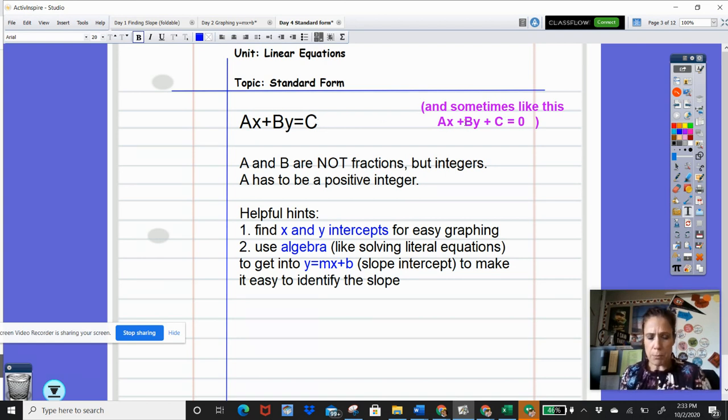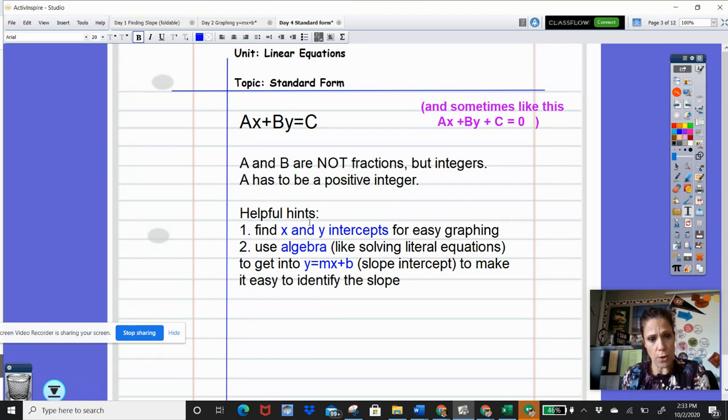Okay, standard form now looks like AX plus BY equals C. And sometimes, like in pre-calc, we have them where the C is on the same side as the A and the B. A and B are not supposed to be fractions. They're supposed to be integers. And the very first one is always supposed to be a positive integer.